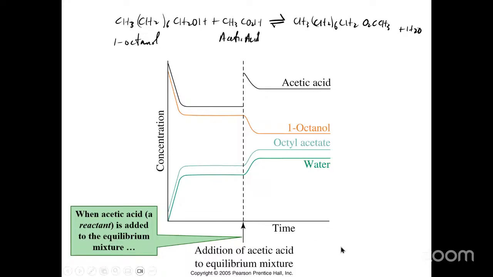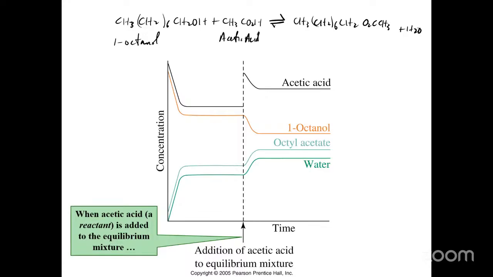Now, somebody decided to add a certain amount of one of the reactants to the system which is already at equilibrium. So this person decided to add acetic acid. So at this point, which is the time at which the acetic acid is added, the concentration of acetic acid will jump, of course, suddenly, right? So the system at this point, upon addition of the acetic acid, is not at equilibrium anymore.